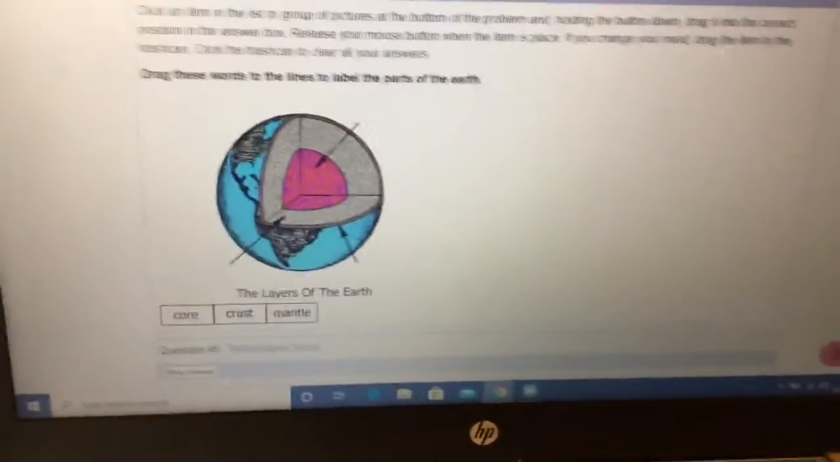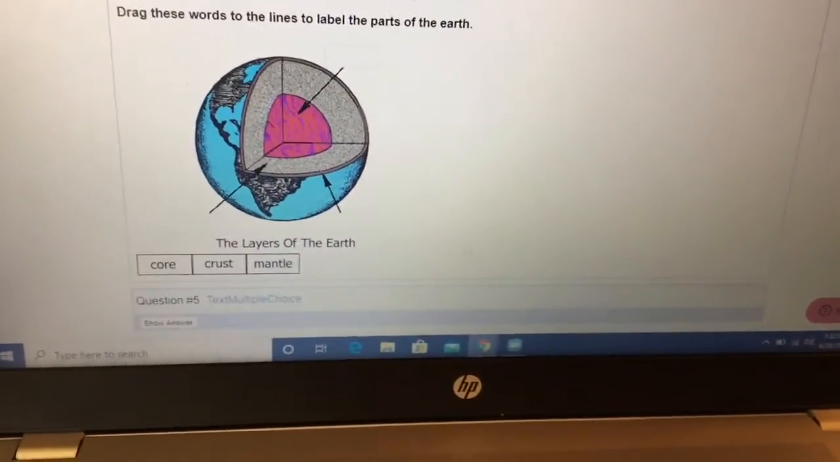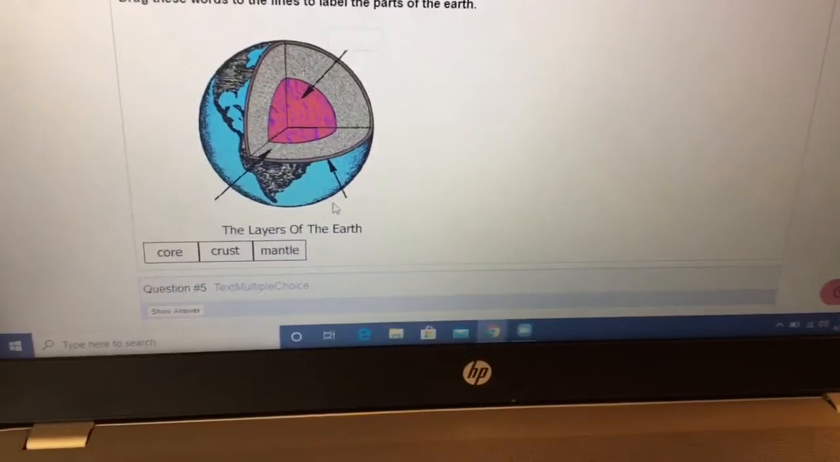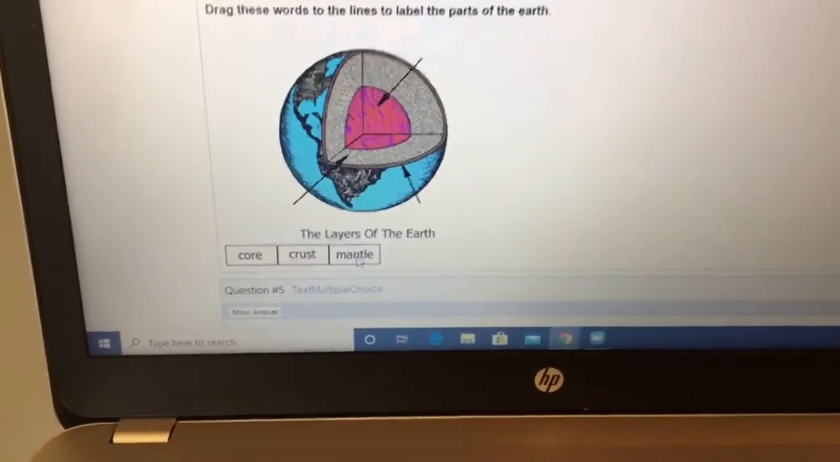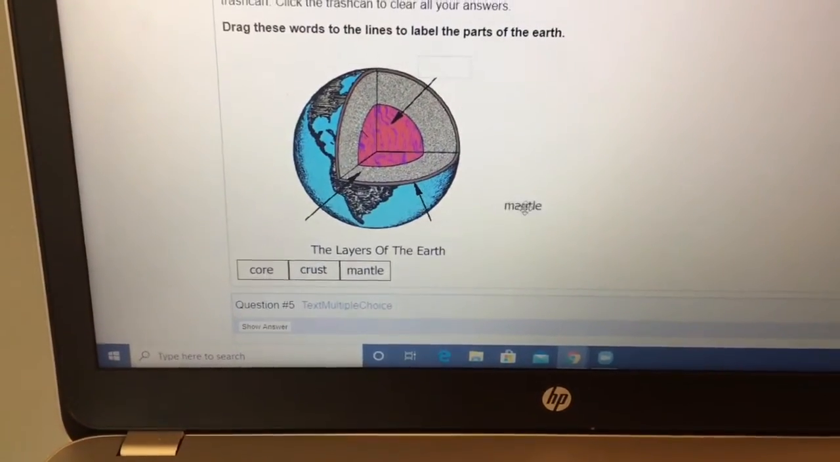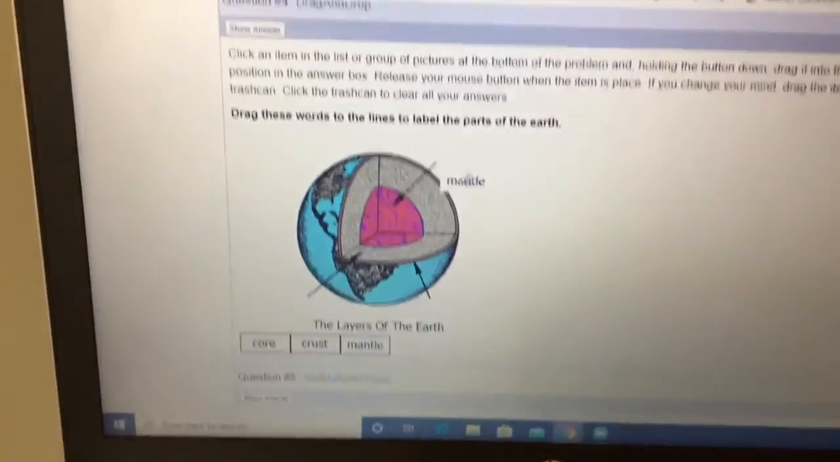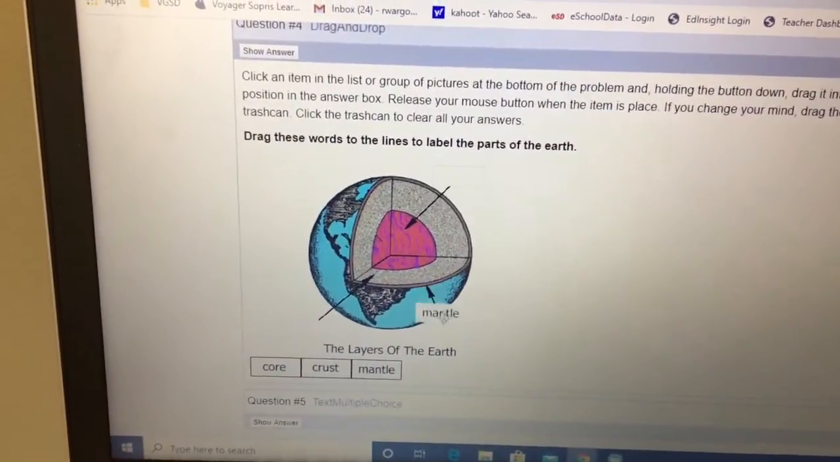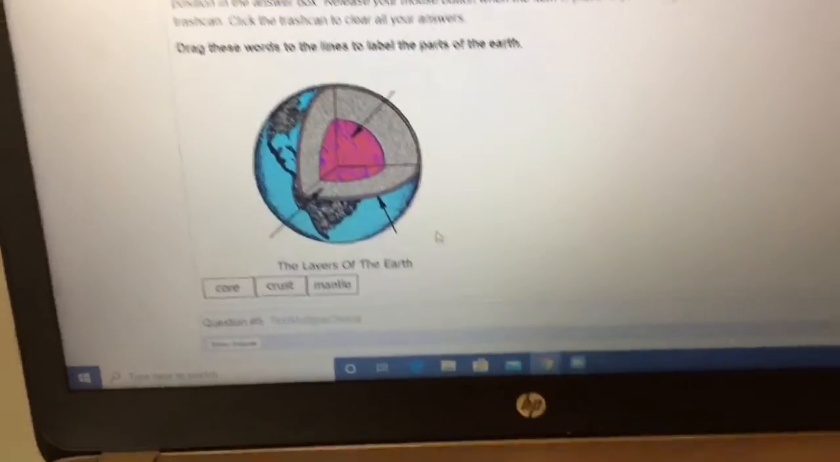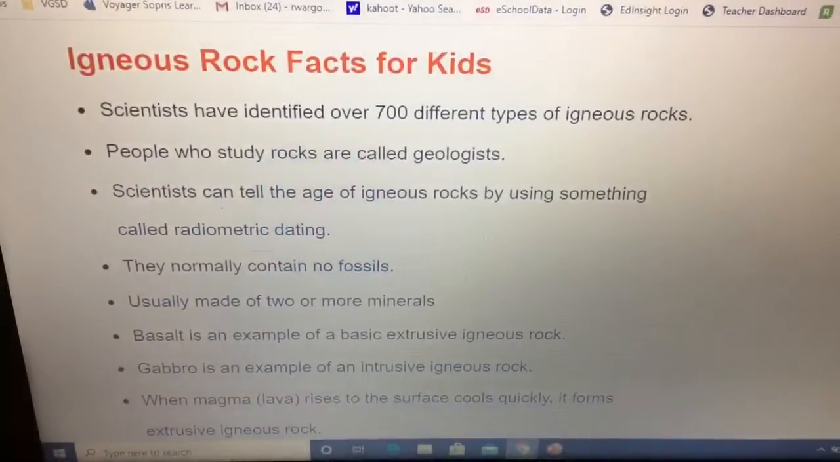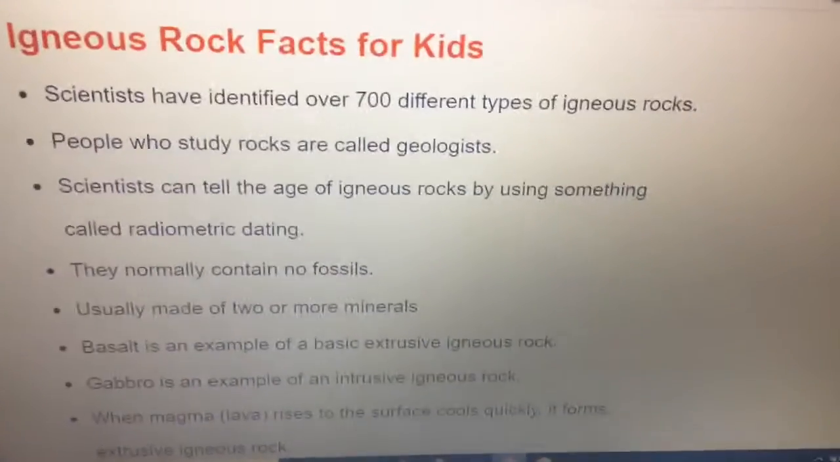Okay, on this question right here, it says to drag the words to the lines to label the parts of the earth. So you're actually going to click on this word mantle, and you are going to drag it to one of these places that appropriately labels it, okay? So you're going to drag it there, and if you're truly interested in the many different forms of igneous rock, you can look that up.